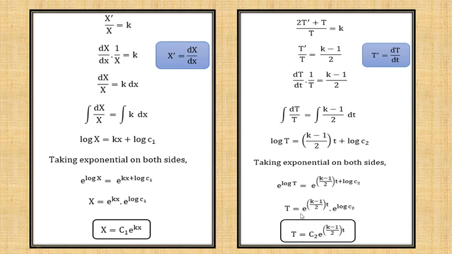Exponential and logarithm will be cancelled out from the left hand side and it will become capital T equal to, on the right we have split this term as e raised to k minus 1 by 2 into t into e raised to log c2. And e and logarithm from this term also will be cancelled out and it will reduce to c2. Hence we have c2 into e raised to k minus 1 by 2 into t. That is capital T is given by c2 into e raised to k minus 1 by 2 t. Hence we have got the values of capital X and capital T.